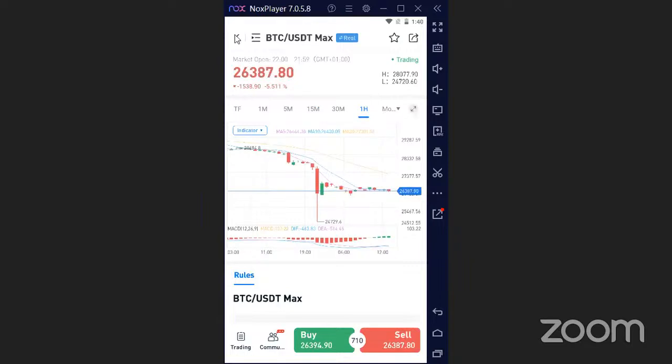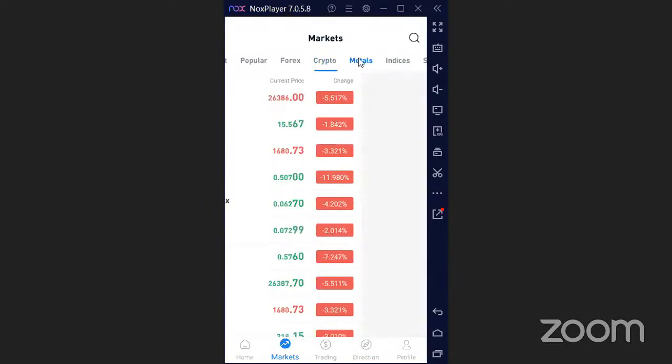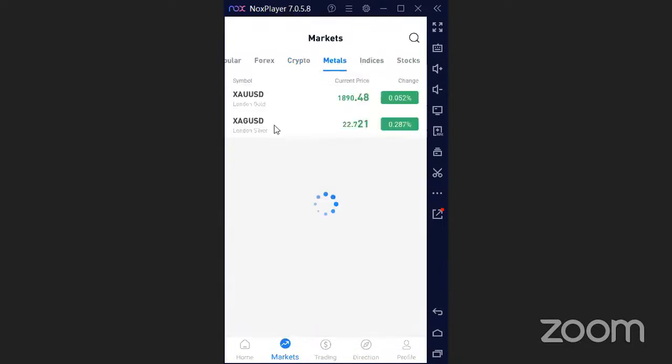BTC USDT is a no because it's ranging sideways. So let's go to another asset. Let me use metals for example. I just want you to see, we traded XAUSD the other time, which is good. Yeah, gold is under metals. It's an asset under metals.